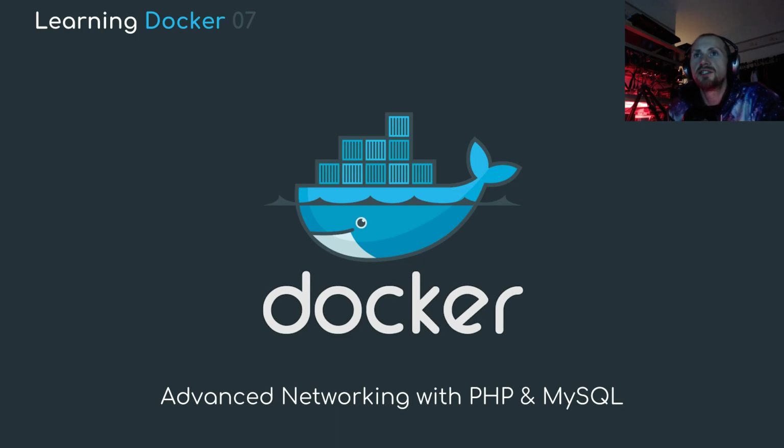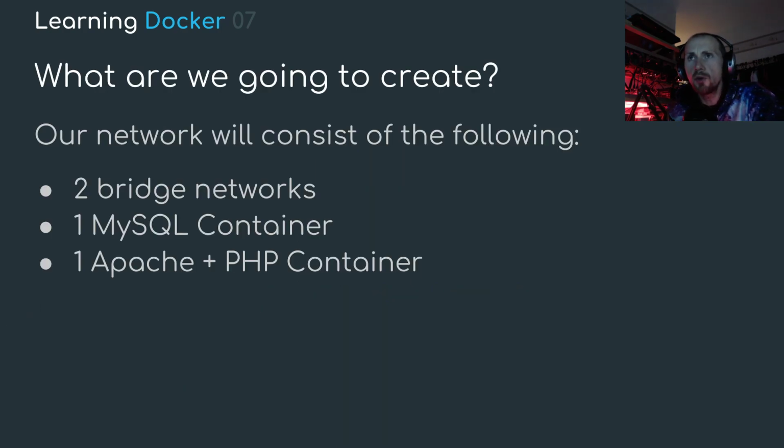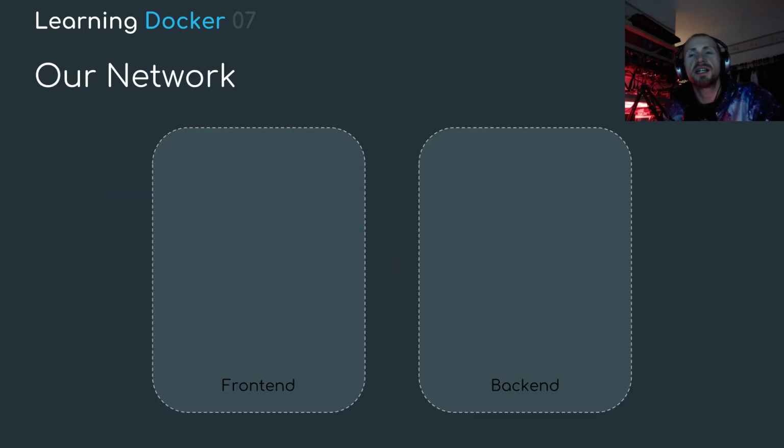Okay, so let's just jump into things. Now, what are we going to create? Our network will consist of the following: 2 bridge networks, 1 MySQL container, and 1 Apache and PHP container. Okay, so let's have a look at this in a diagram.